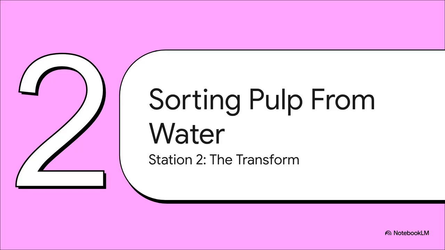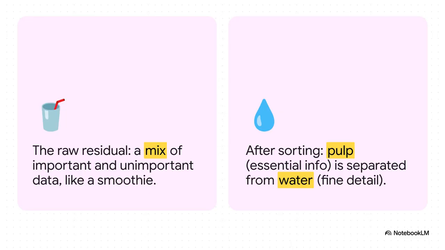Okay, so that ghostly residual arrives at station 2, the sorting machine. Now, this is important. This station's job is not to shrink the data. Not yet. Its only job is to sort it all out by importance. The best way to think about this is like a smoothie in a centrifuge. The raw residual is the mixed smoothie. All the important flavors and the plain water are jumbled together.